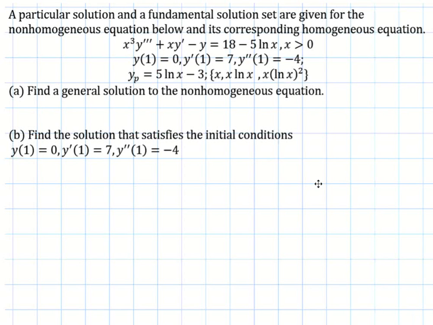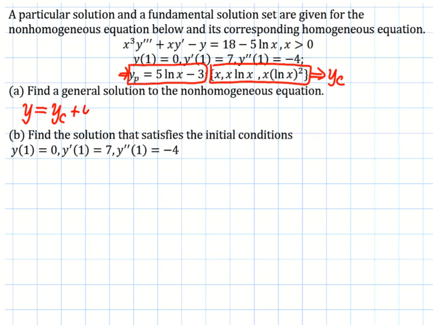We have a differential equation, and for this differential equation we are given a particular solution and a fundamental set of solutions. For the fundamental set of solutions, we can get a complementary solution, and this is the particular solution. And the sum of complementary solution and the particular solution give us the general solution.